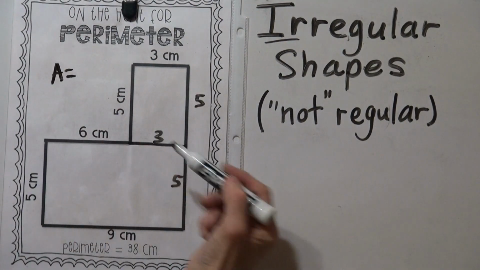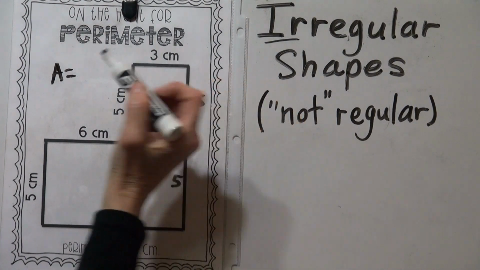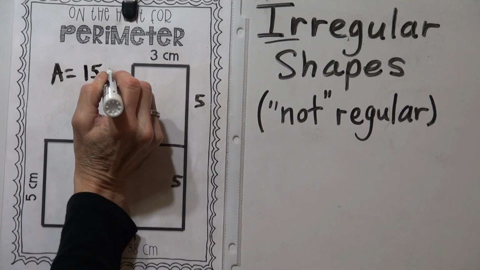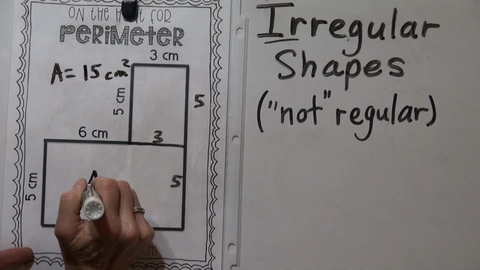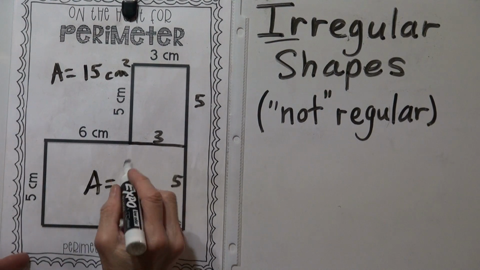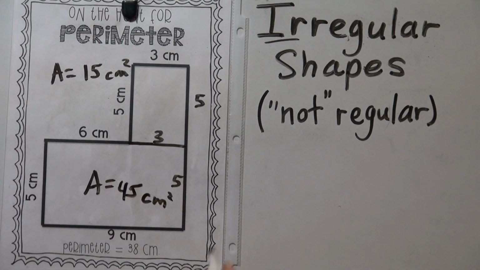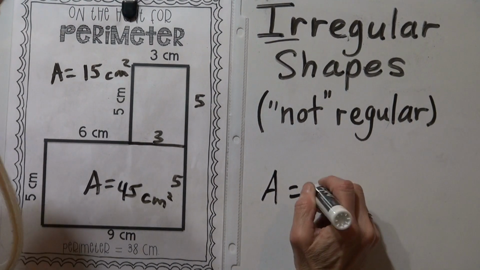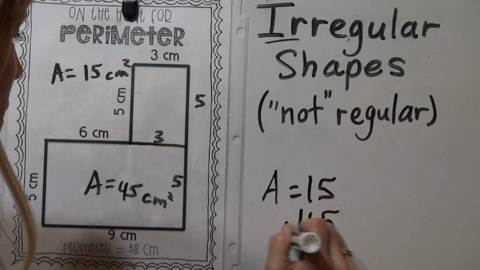On this one here, the area is 5 times 3, length times width. So that is 15 square centimeters. Let's do this one here. Length times width. 9 times 5 is 45 square centimeters. So we add them together. 15 and 45.